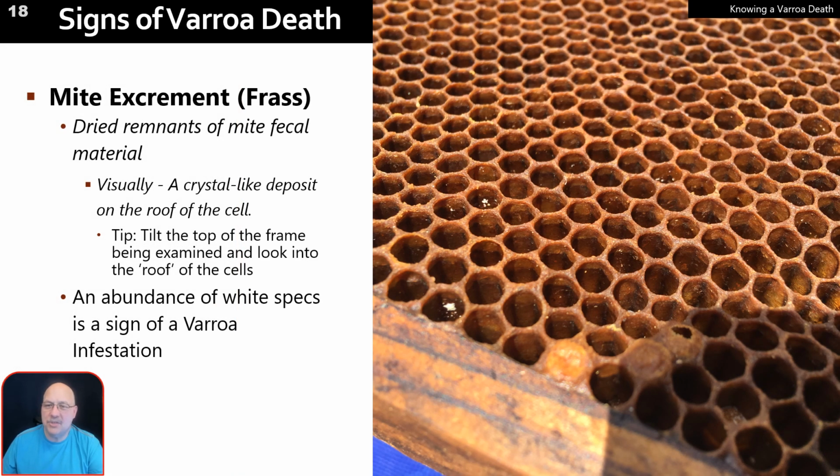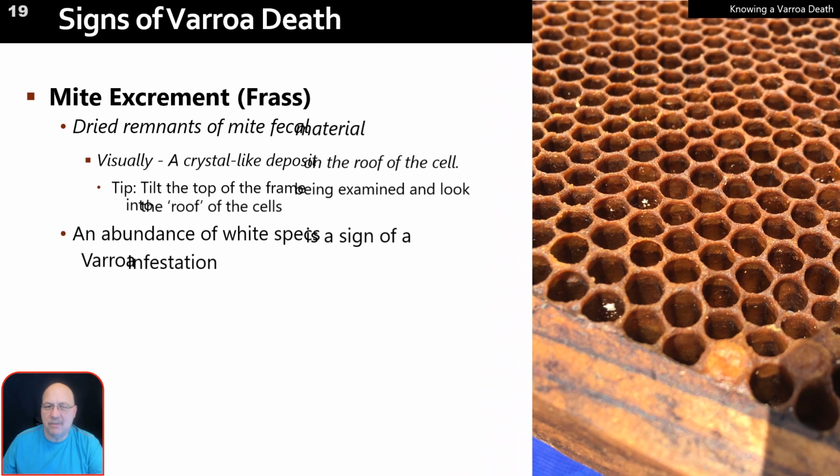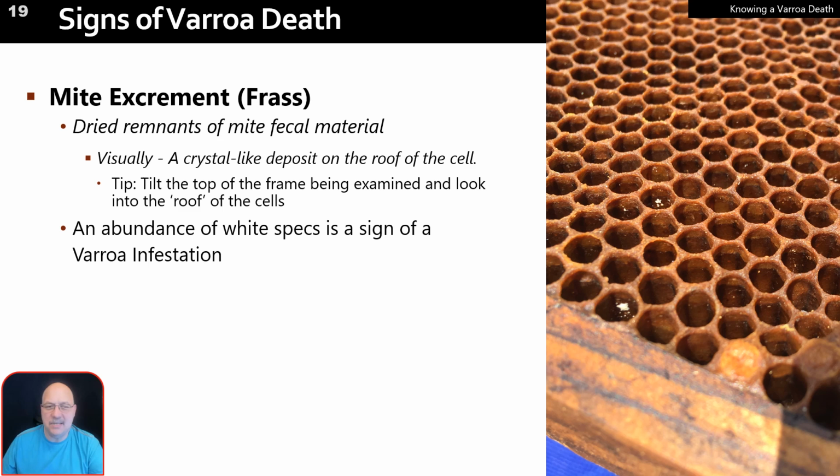One very observable sign of Varroa mite infestation is the presence of mite frass. It can be seen in this image as the remnants of fecal material left behind from the Varroa mite presence. It's easy to spot as it shows up as white specks deposited in the honeycomb. Quite easy to see during an autopsy inspection.